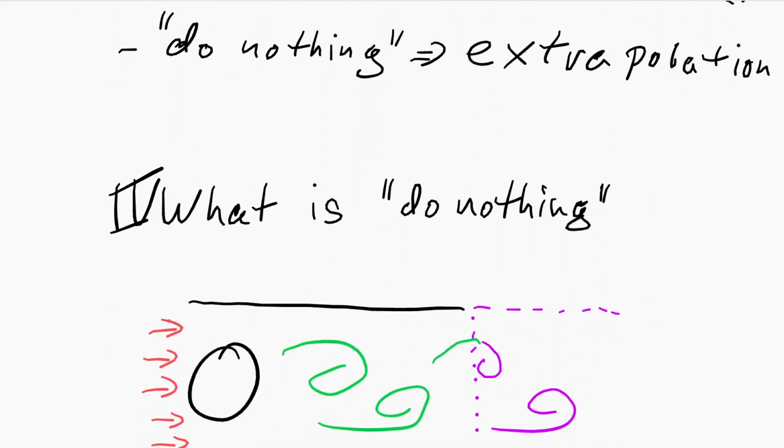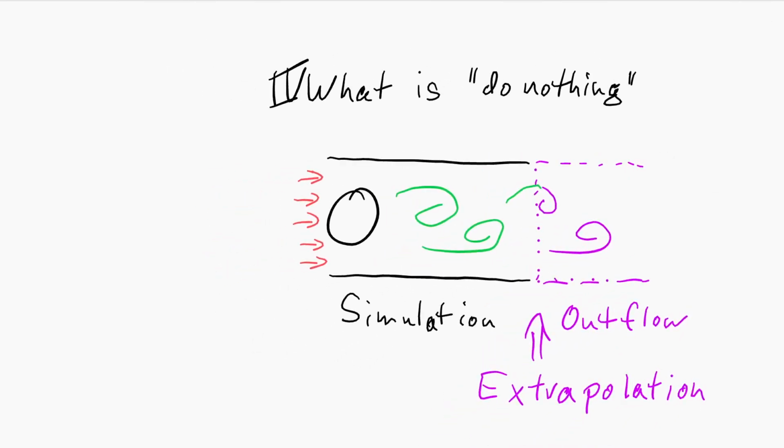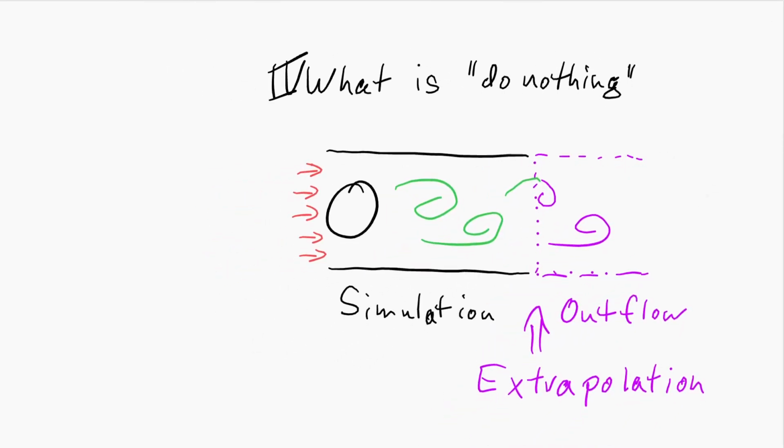So first of all, what do we mean by do nothing, and what would we actually like to obtain? Let's just look at a simple flow condition where we have an inflow on the left-hand side, an object, and then we have a wake. And this wake would usually continue forever, but of course we have finite resources, so we cut our domain just somewhere, and in this position we would like for the flow to just continue.